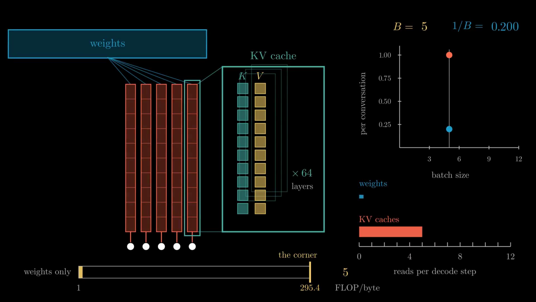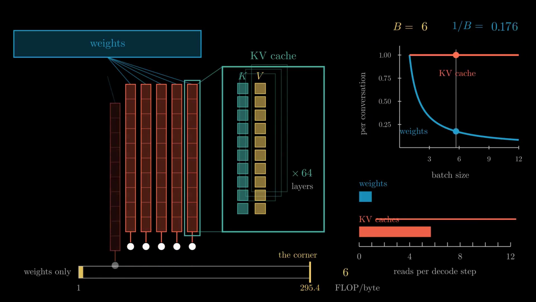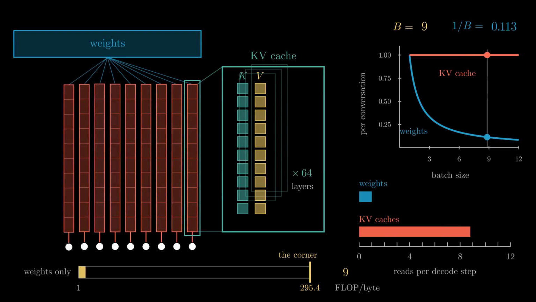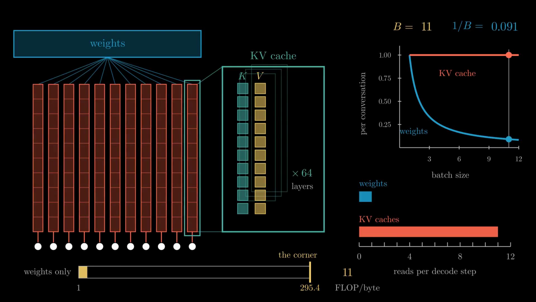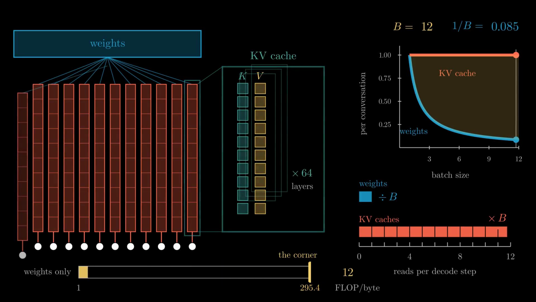That store is called the KV cache, and here is the asymmetry that matters. The weights get read once and used by everybody in your batch, but each conversation's KV cache gets read once and used by exactly one person. So as you add conversations, the weights amortize beautifully, and the KV cache does not amortize at all. It is the part of the read that grows with your batch size, instead of being divided by it.